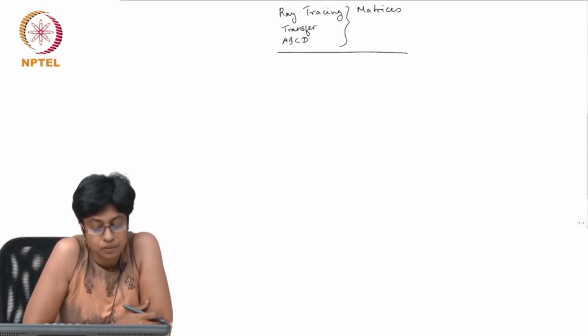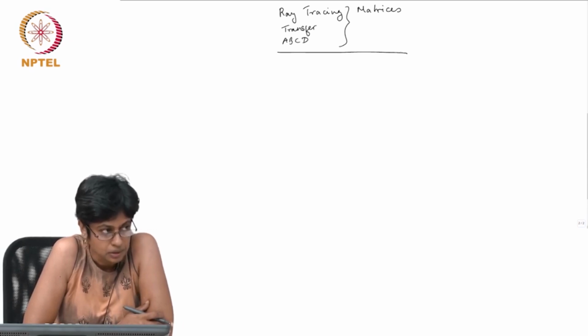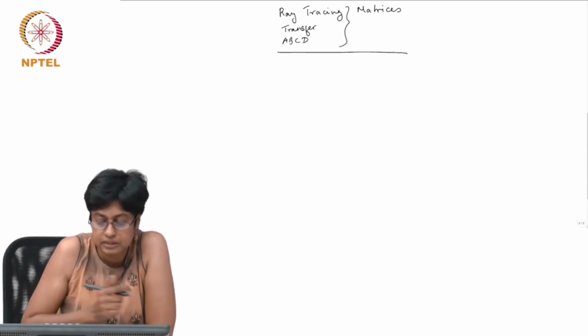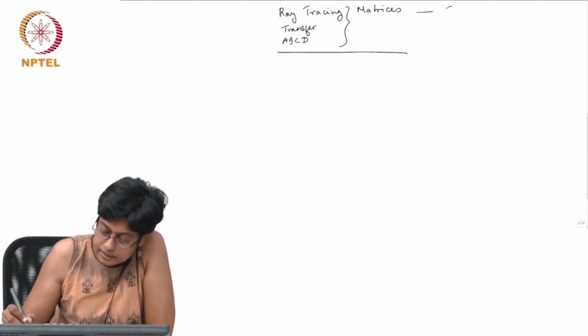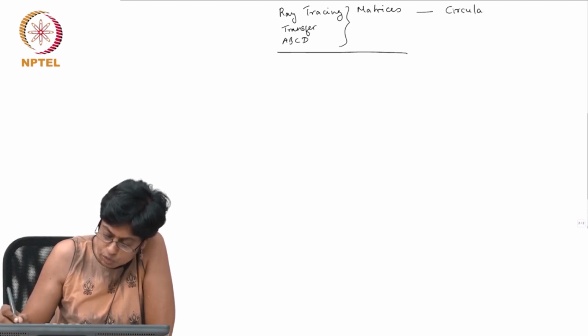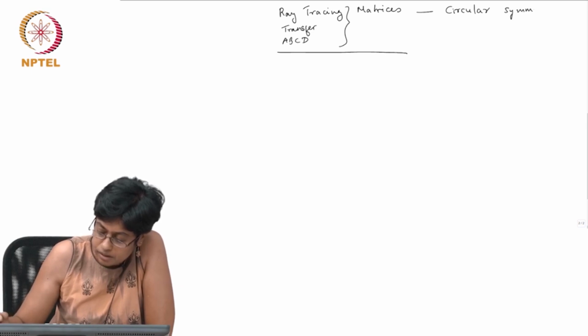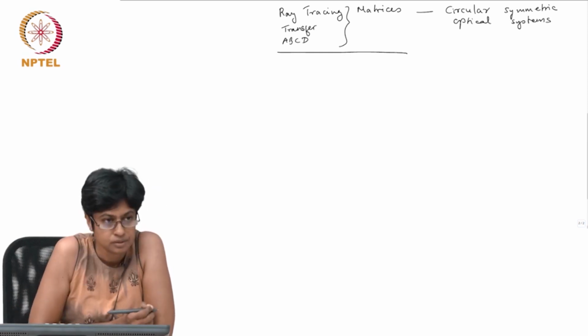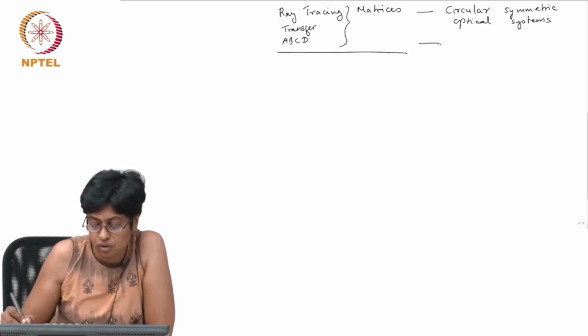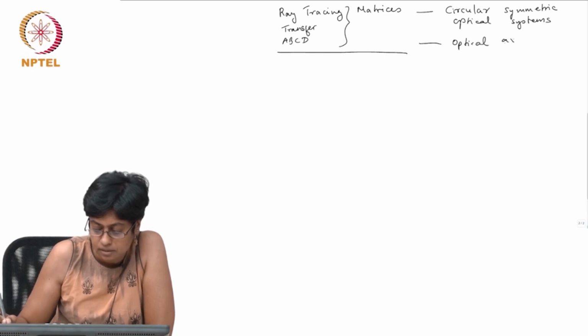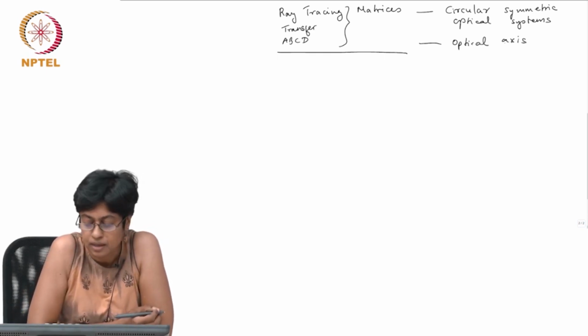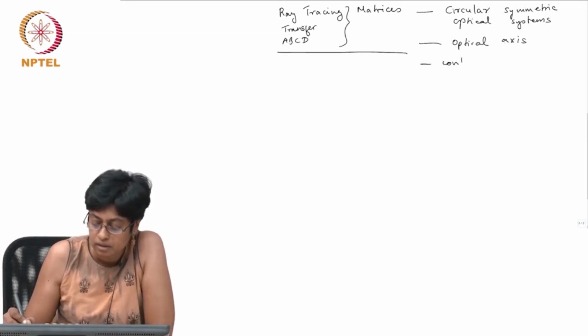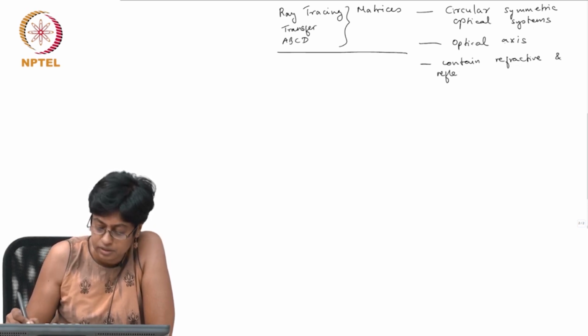Okay, so we use this technique, the ray tracing matrix, when we are dealing with optical systems, and let's be a little more specific. We use this when we are dealing with circular symmetric optical systems. Of course, they all will have the optical axis, which is the center of symmetry. We are considering systems that could have a number of elements in them, so they contain refractive as well as reflective surfaces.